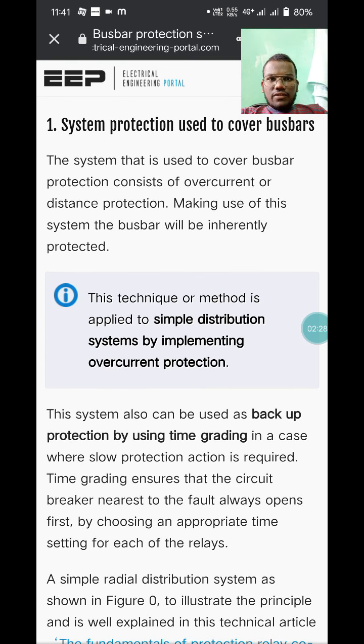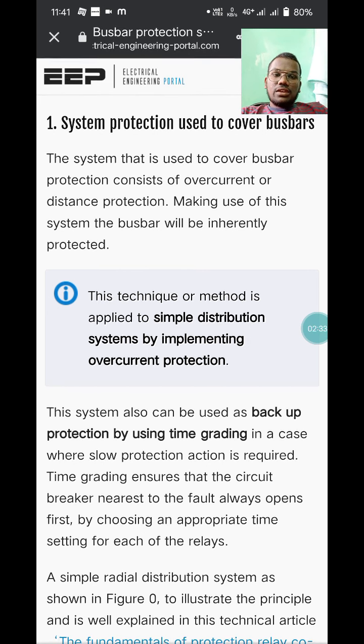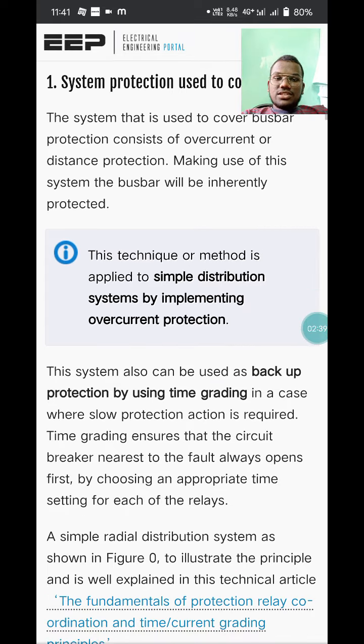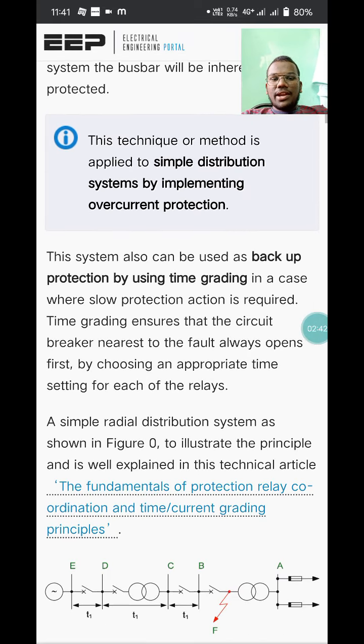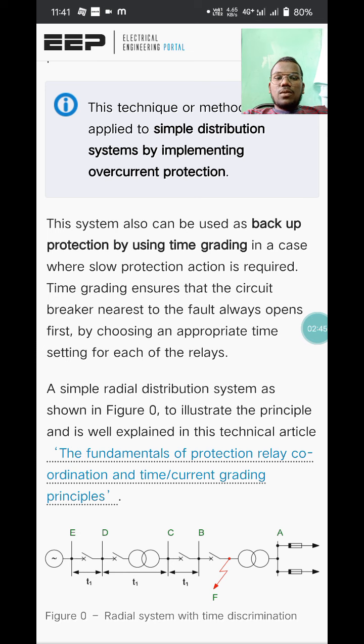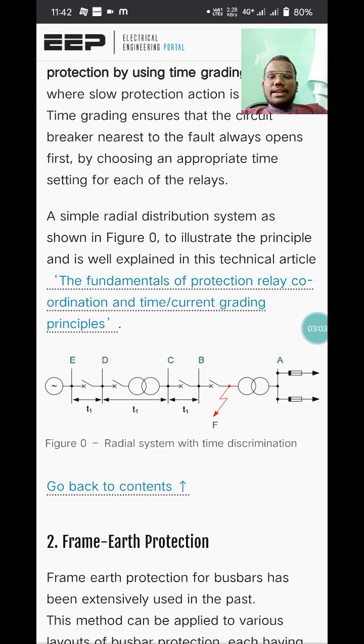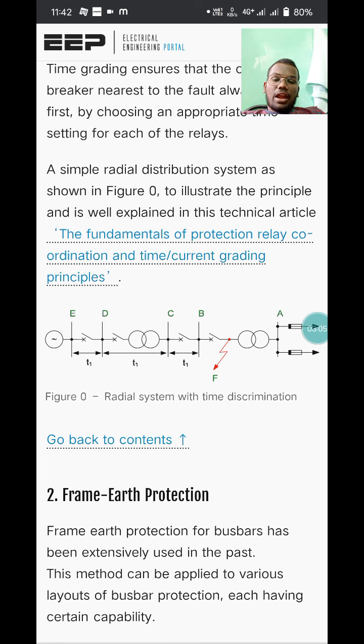The system that is used to cover busbars consists of overcurrent or distance protection. Making use of this system, the busbar will be inherently protected. The system can also be used as backup protection by using time grading. In cases where slow protection action is acceptable, time grading ensures that the circuit breaker nearest to the fault always opens first by choosing an appropriate time setting for each of the relays. A simple radial distribution system is shown in the figure to illustrate the principle and is well explained in this technical article. Here is the figure: radial system with time discrimination.